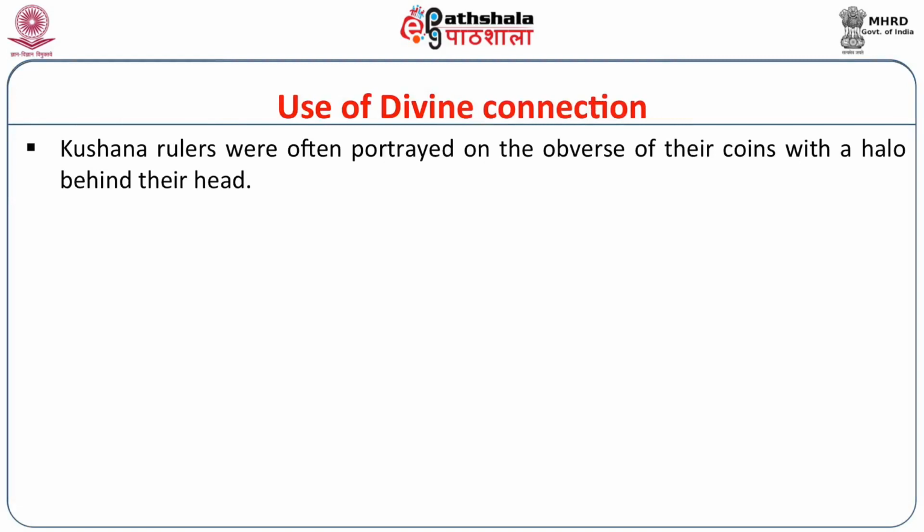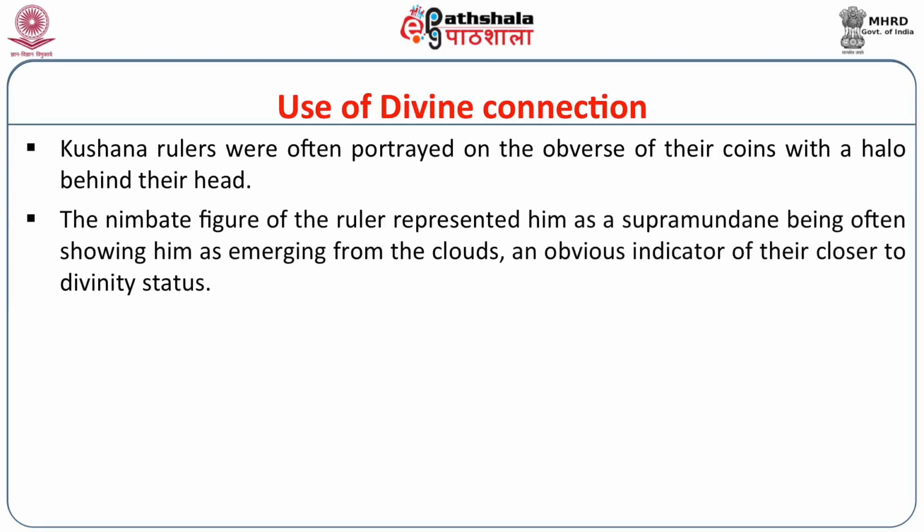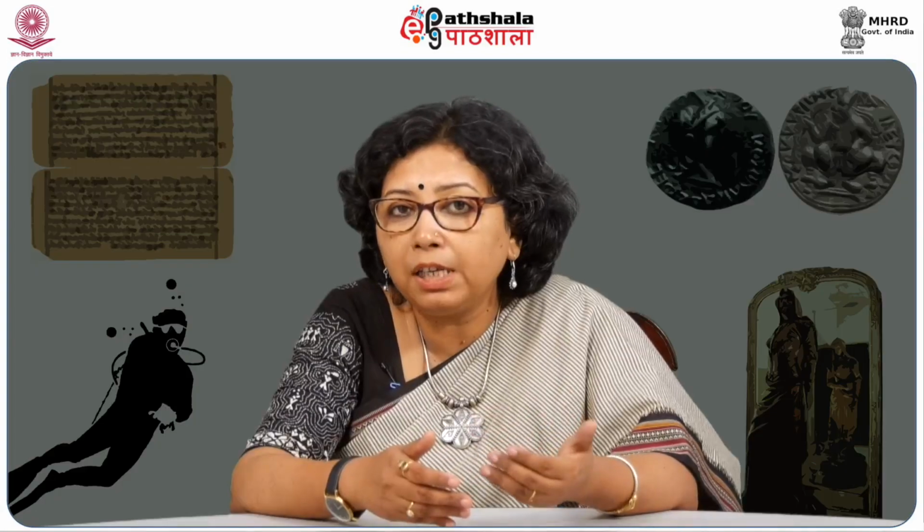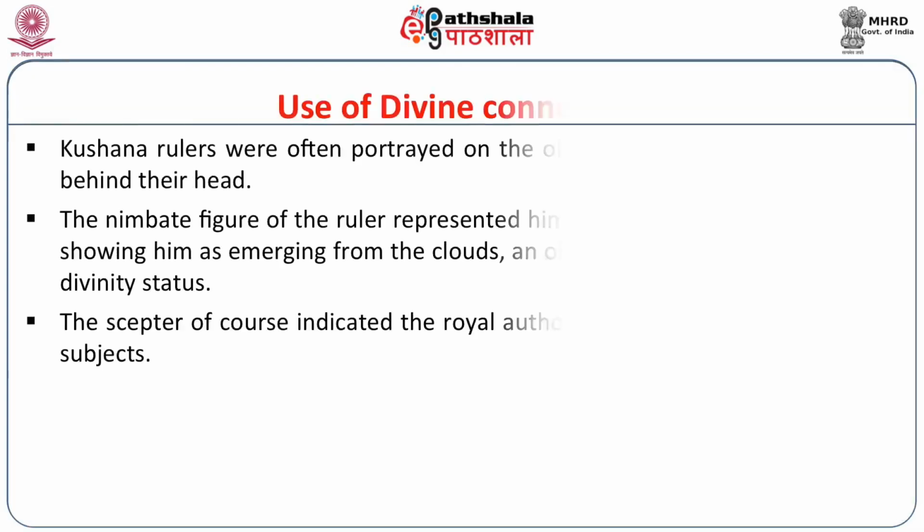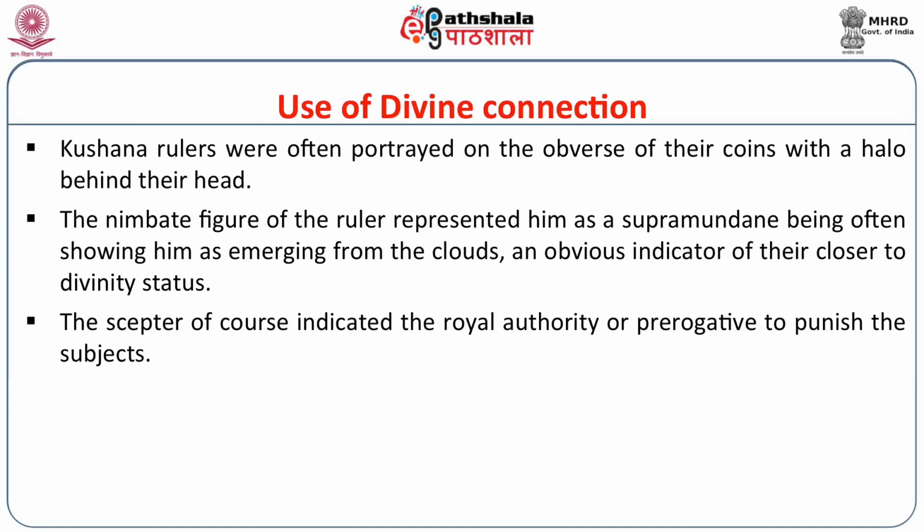Often on the obverse of the coins, the Kushana rulers projected themselves with a halo behind their head, which means that there is a relation with God. Then the nimbate figure of the ruler represented him as a supramundane being, often showing him as emerging from the clouds, an obvious indicator of closer to divinity status. We will see coins where we have rulers depicted as if they are emanating from the clouds. Then the scepter which the Kushana rulers used, of course, indicated the royal authority or prerogative to punish the subjects.